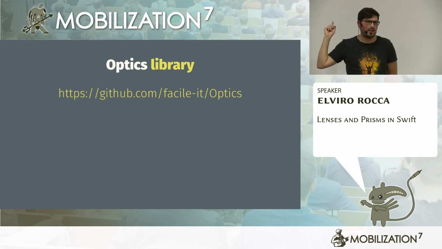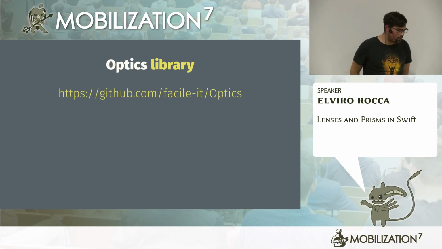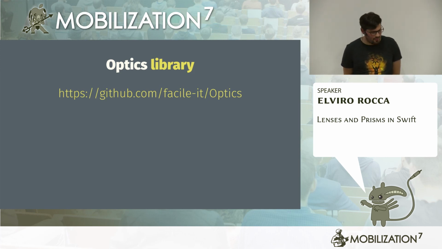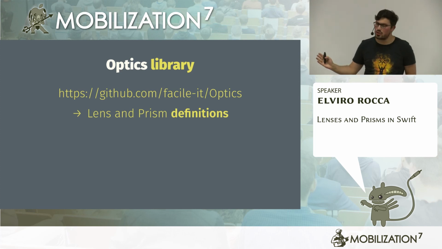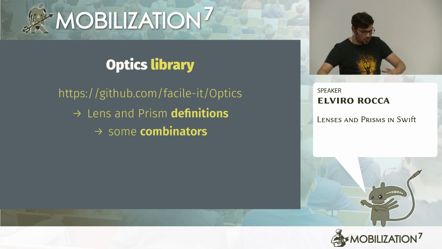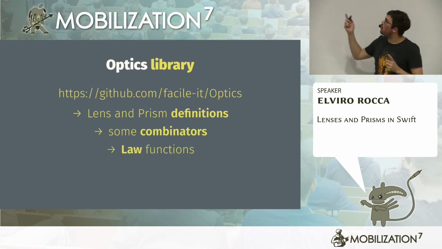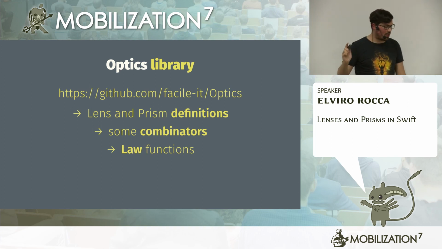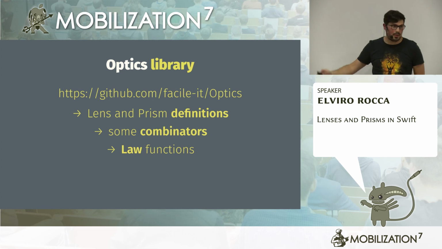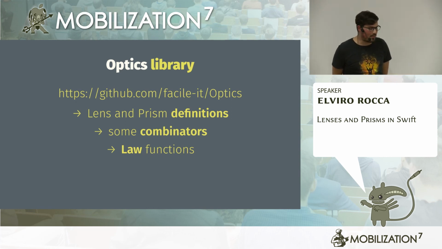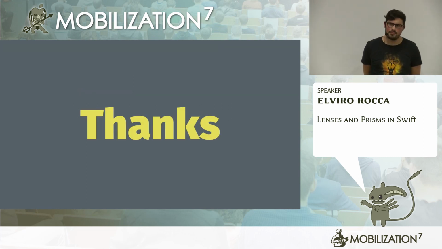So, to conclude, I define most of those things in a library that is called Optics. And this is on my company's GitHub organization. And in this library, you can find lens and prism definitions, and also some combinators, some combination tools. But in particular, we are going to find the law functions, so the ones that we were talking about. So using these functions, if you define your own lenses and prisms, you will be able to test them against the laws and see if they behave. And that's all I had.